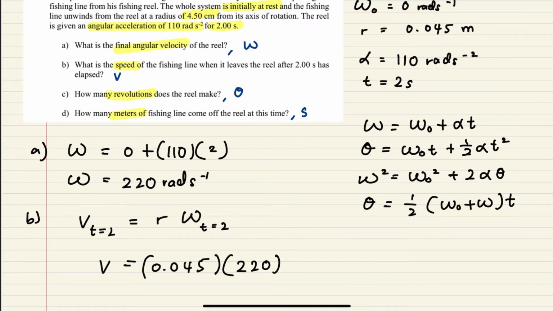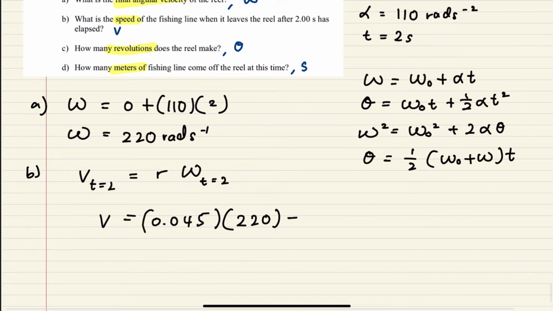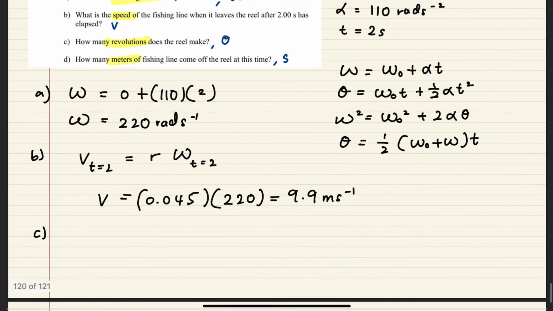So this one I got v equals 9.9. The SI unit for velocity is meter per second. Question C, they want to find how many revolutions the reel makes. That one is your theta.